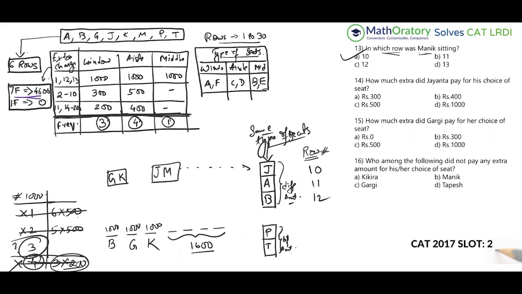But before that, let's look at this combination of 1,600. We already know that J and A are actually sitting on the same type of seat, right? And J and A are sitting on 10 and 11, row number 10 and row number 11. So row number 10 falls in this category. If you look at the extra charge table, 10 falls in this category and 11 falls in this category. So these two people, J and A, could pay either 300 and 200, or they could pay 500 and 400. So let's work with these two cases.